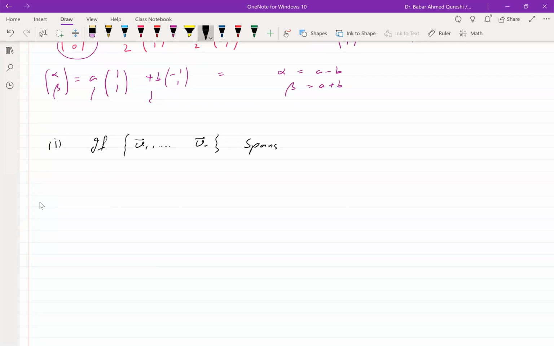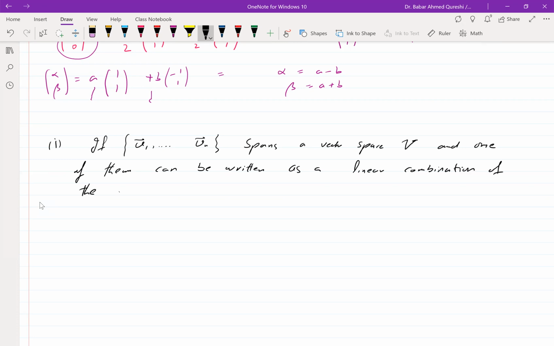If they span a vector space V, and one of them can be written as a linear combination of the others, then the rest still span V. So if one of them, this is what we found, can be written as a linear combination, you can delete it and the rest of them will still form the vector space.